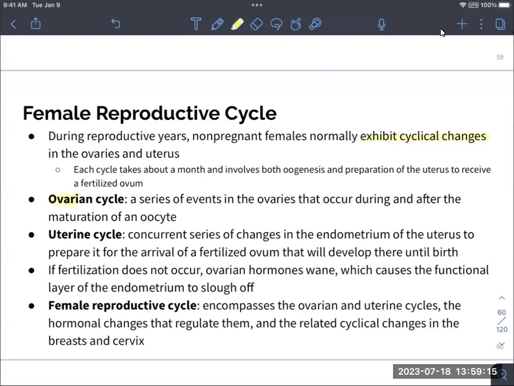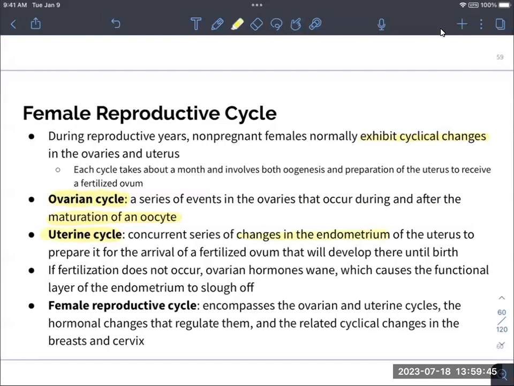During the ovarian cycle, these ovaries are going to mature an oocyte. The uterine cycle is happening at the same time. So there are changes in that endometrium to prepare for that fertilized ovum to implant.